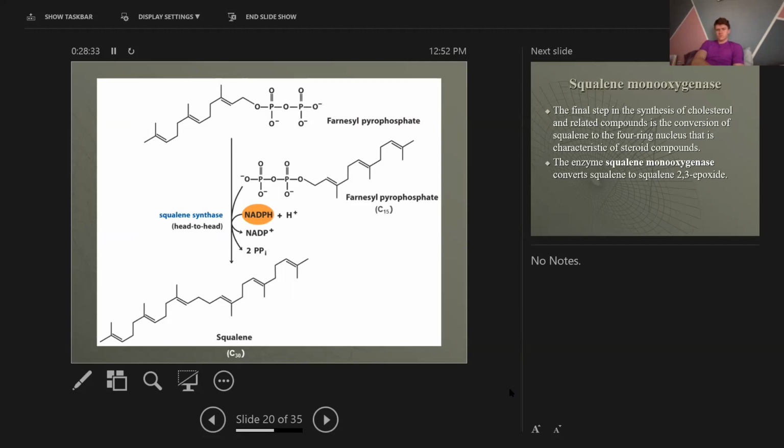That's a mistake. 15 plus 15 is 30. Scratch that out. Make that a 30. There's a mistake on the handout, Dane. Squalene should be C30, not C20. I did this in ChemDraw, so I can't fix it. I gotta redo this in Marvin Sketch.